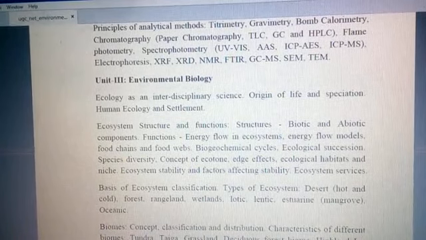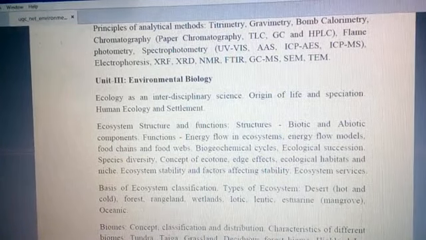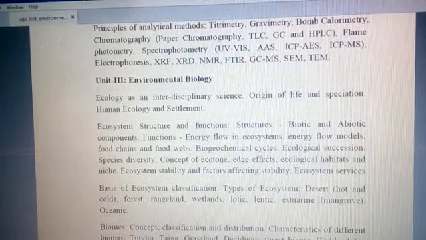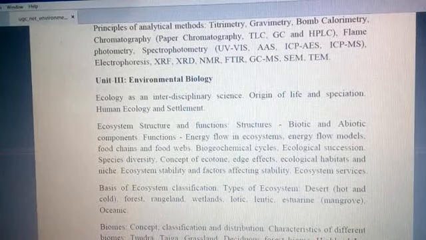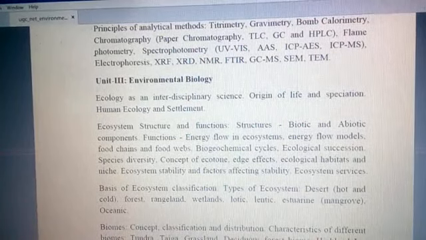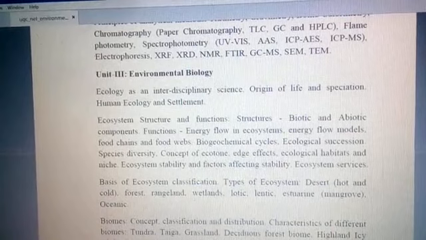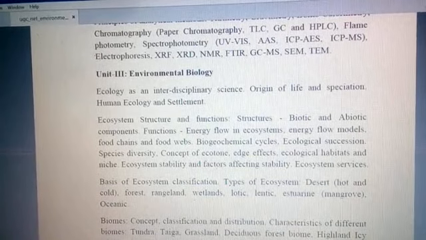And biogeochemical cycles, ecological succession, species diversity, concept of ecotone, edge effects, ecological habitats and niche. Ecosystem stability, factors affecting stability, and ecosystem services.